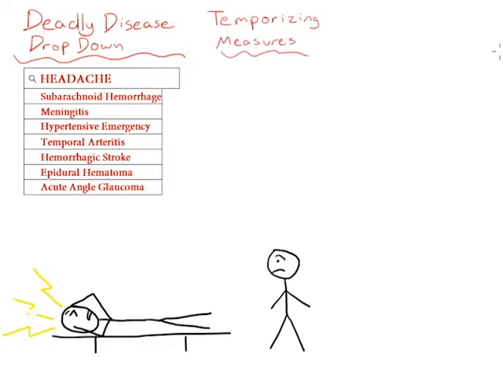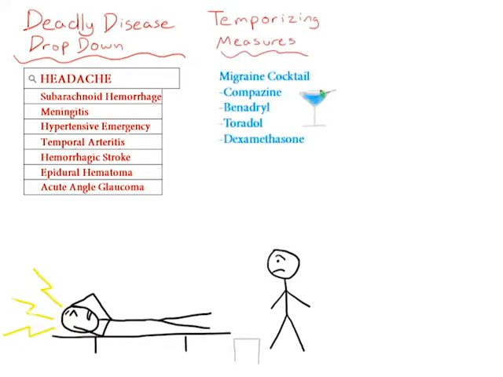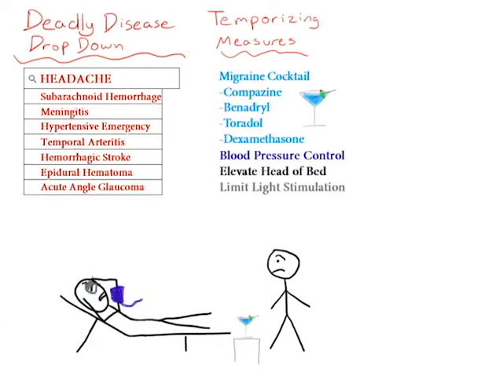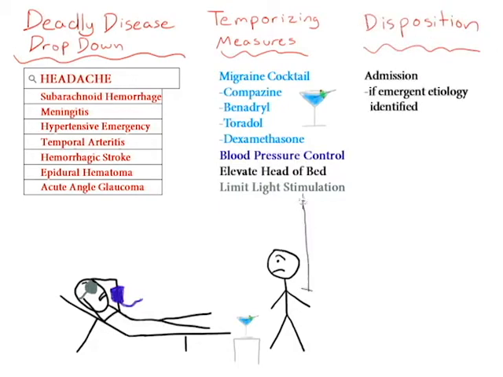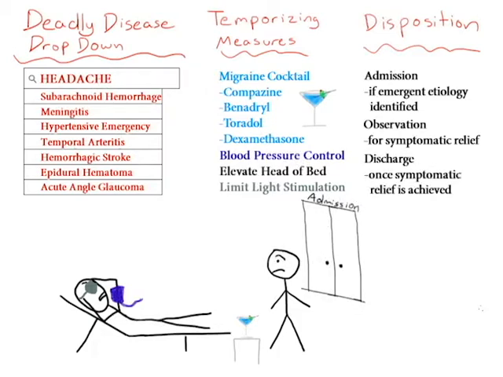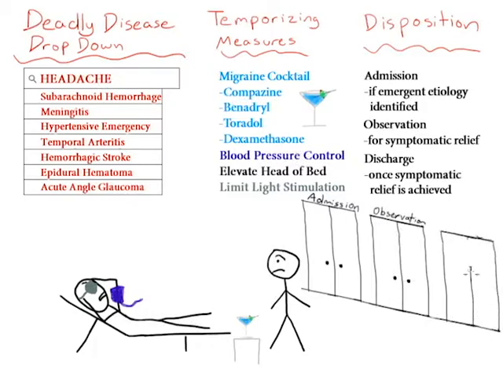Temporizing measures for this patient would include pain management, blood pressure control, elevating the head of the bed, and decreasing light stimulation. John's disposition, if an emergent cause is identified, will likely be admission. But if not, depending on the severity and duration of the symptoms, it could be either observation or discharge. The unique patient categorization approach in this specialty makes the ED rotation an excellent opportunity to start developing differentials for specific complaints, a skill you will develop for any field you pursue as a career.